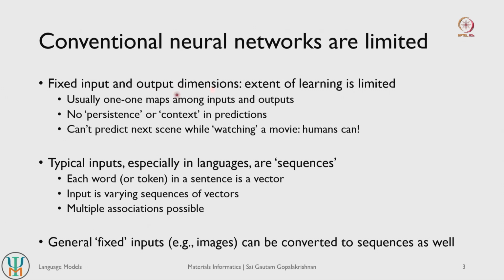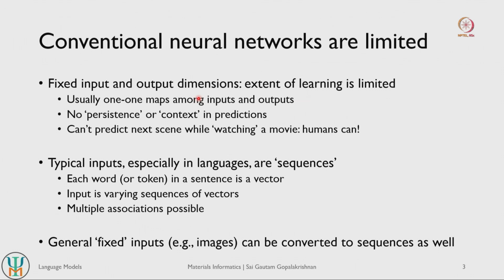So the input and output dimensions are fixed, and this limits the extent of learning. The way it limits is you can only do one-to-one mapping or one-to-one associations among your inputs and outputs. So if you put in an image of a tree, which is one input, you can get the classification of a tree as your output. So a tree image is mapped to a tree or not tree kind of output here, but you do not have other associations that are possible.